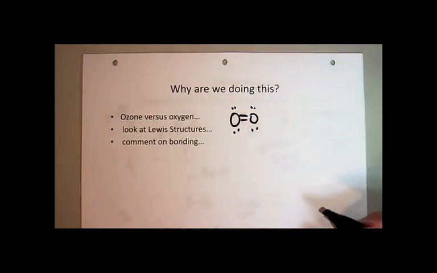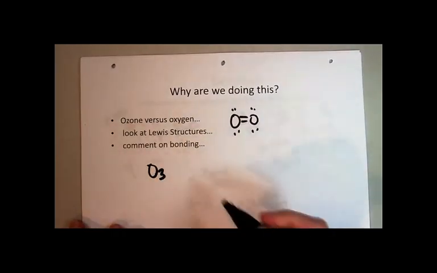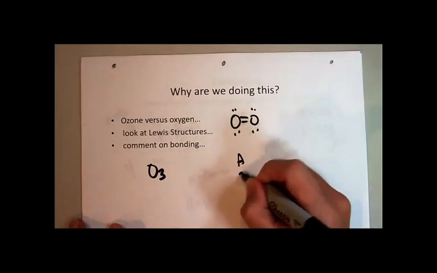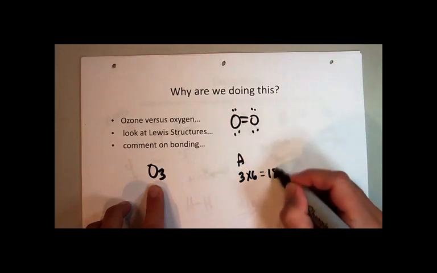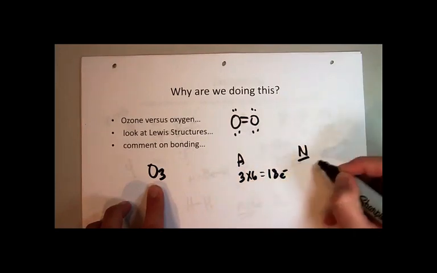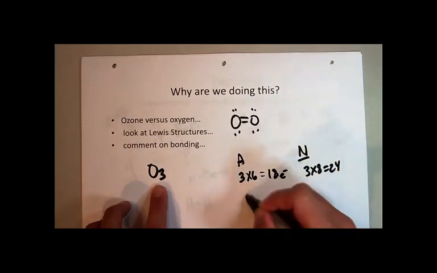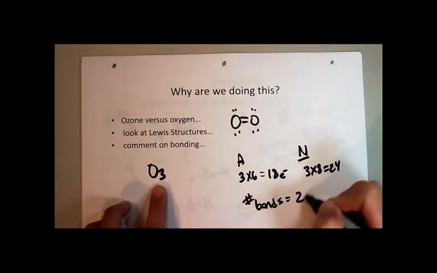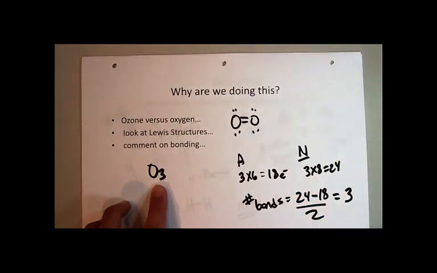Now let's look at the Lewis structure of ozone. Ozone is O3, okay? And so if you do the available electrons, it's in group 6, so it's 3 times 6 equals 18. The needed electrons, and obviously it's not special, it needs 8, so that's 24. So the number of bonds, we'll cut to the chase here, is going to be 24 minus 18, divided by 2. That's what we always do for the bonds. So we're going to predict 3 bonds, okay?